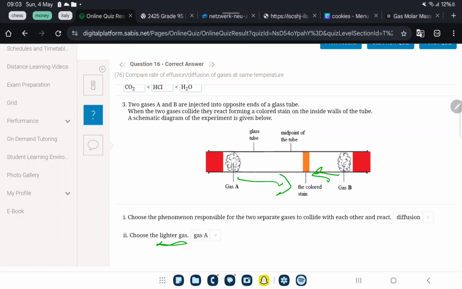So it is this part. They reacted here, so this one moved more than this one. Use your eyes. If you're blind, you wouldn't know, but you can clearly see it.